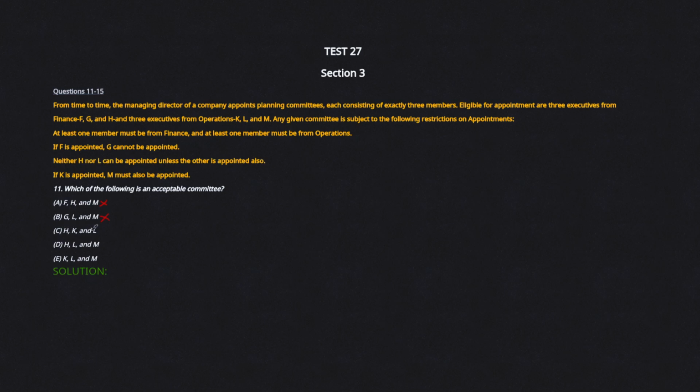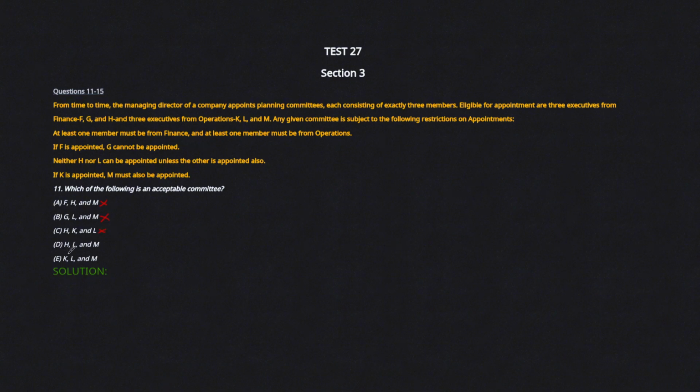So we have H and we have L. So for now, it's doing well. It ticked out this one as well. If K is appointed, M must also be appointed. Now we have K but no M. So this one is crossed out as well.